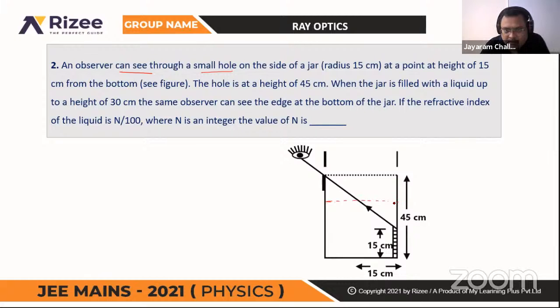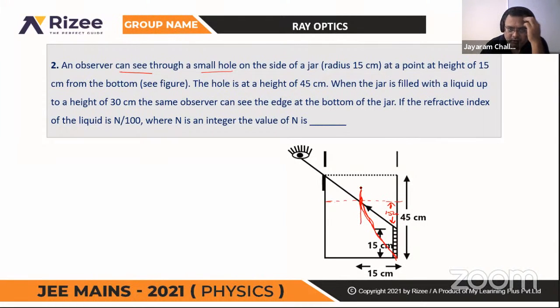That means this distance should also be 15 centimeters. Okay. Now the same observer can see the edge. That means the light is refracting from here, the light is traveling like this, and he is able to see this particular point.